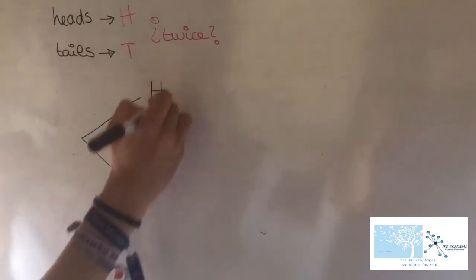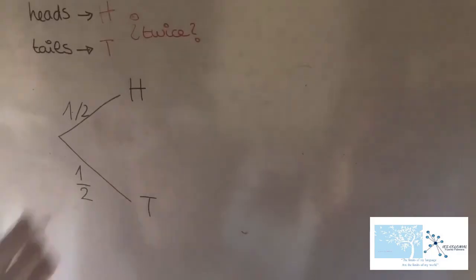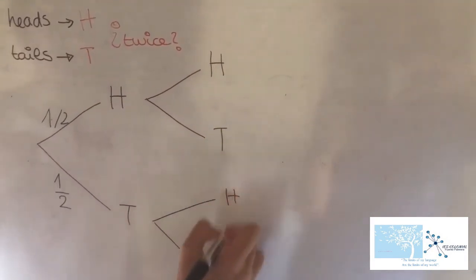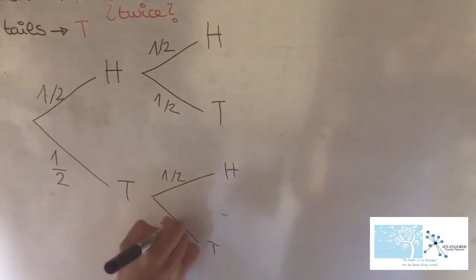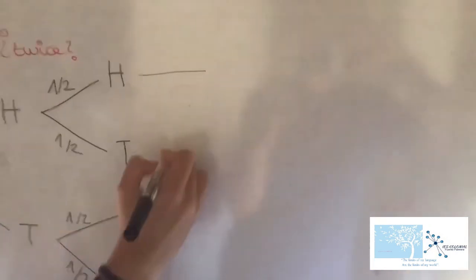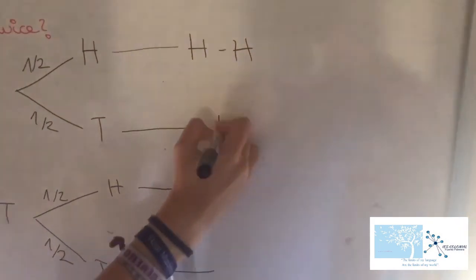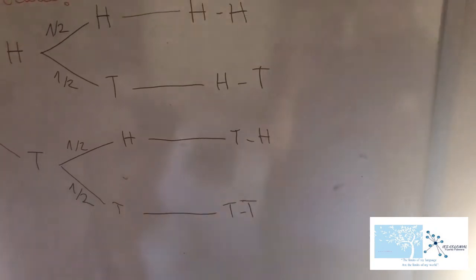Our first flip, we are either going to end up with heads or with tails. If our first flip is heads, then our second flip has two options, and again those options are heads or tails. And the same goes if our first flip lands on tails. Our second flip has two options, again either heads or tails. Now, our completed tree diagram will help us to find the exact number of possible outcomes for this scenario.